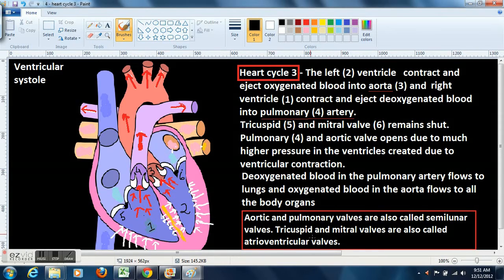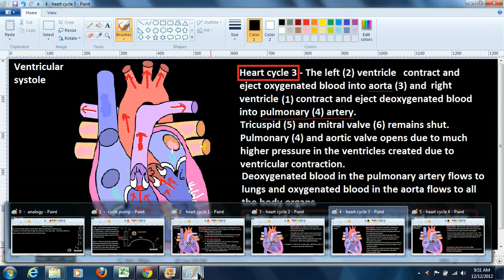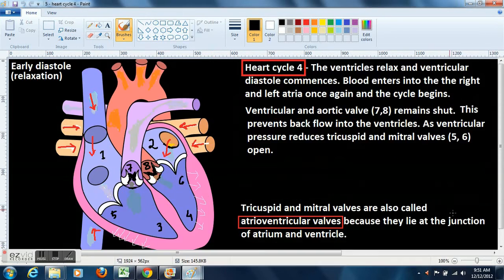Now we discussed two words, systole and diastole, but I don't think we have explained them in much detail. So remember, systole means contraction and diastole means relaxation. So these two terms you should remember. Maybe I will write it somewhere. What is systole and diastole?